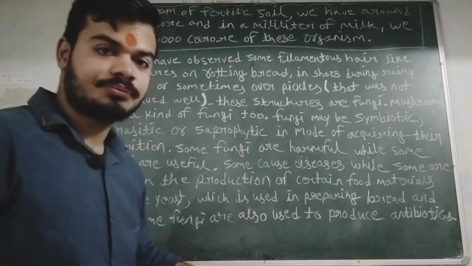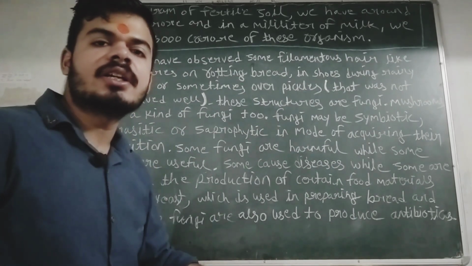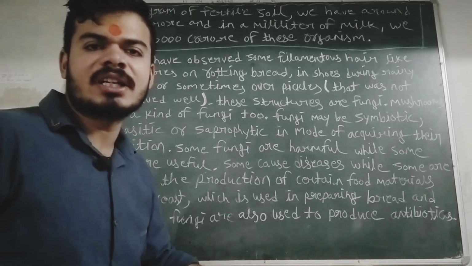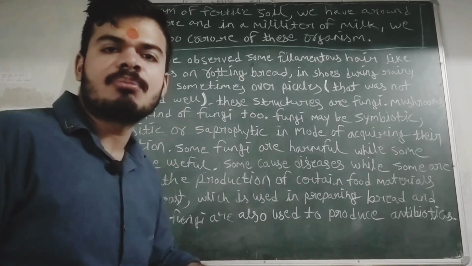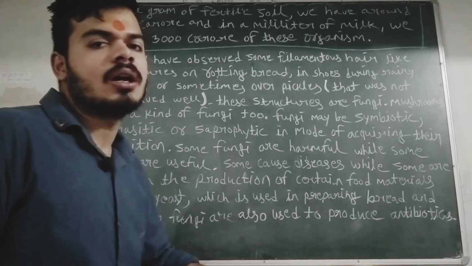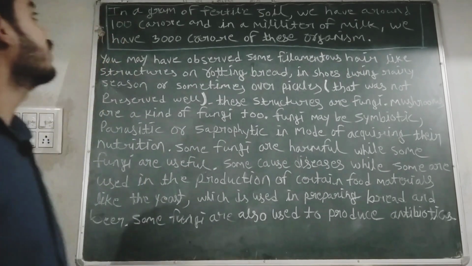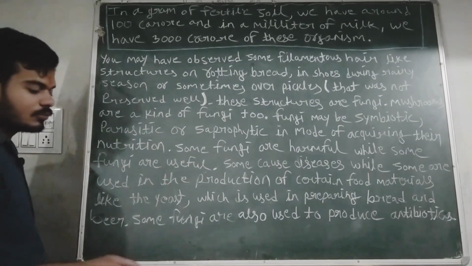Okay students, yesterday we studied many parts of biodiversity and classification and three kingdoms: kingdom Monera, kingdom Protista and kingdom Fungi. Today we will study the next part 2.